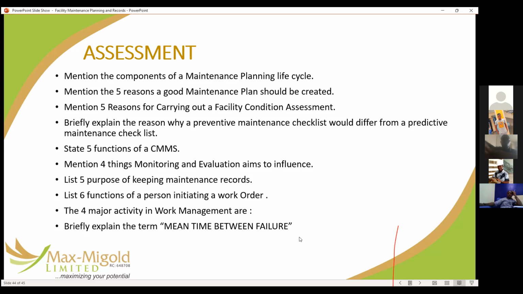It's not actually a question. I just wanted to know the meaning of MBWA, when you were talking on maintenance checklists. It is management by wandering around, or by walking around, management by walking around. Okay, thank you, sir.